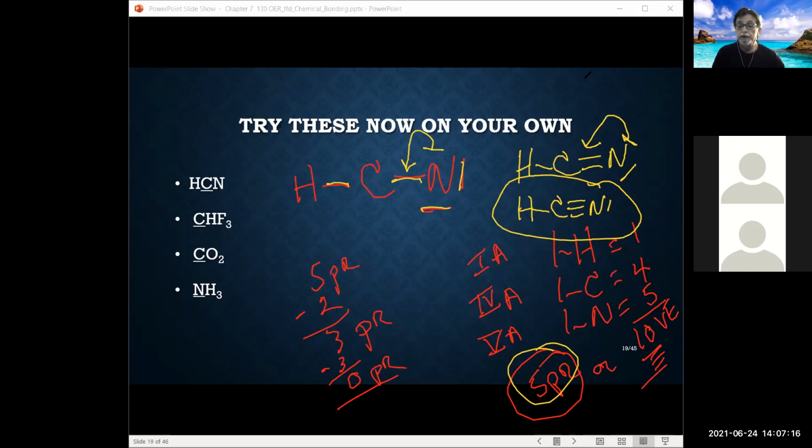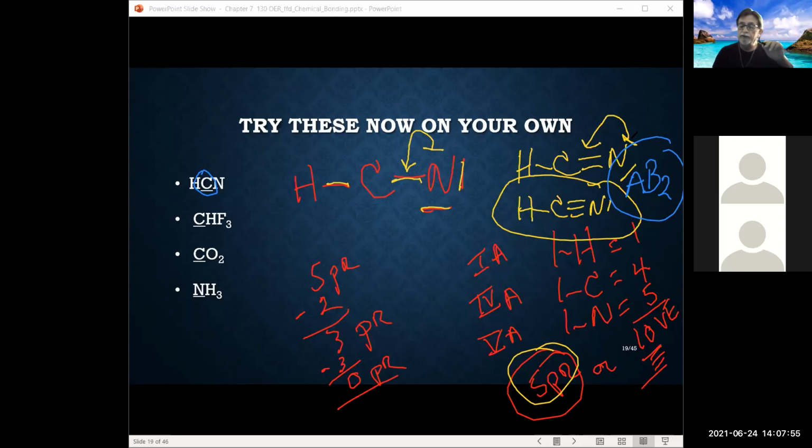Let me draw that differently, in a different color. Let me try blue. Our general formula here would be AB2. A is the central atom, which is carbon, and B2 are the atoms bonded to the central atom, which are the nitrogen and the hydrogen. There's no E here. There's no lone pair on the central atom. Yes, I know there's a lone pair on nitrogen, but nitrogen is not the central atom. We only care about the lone pair on the central atom.